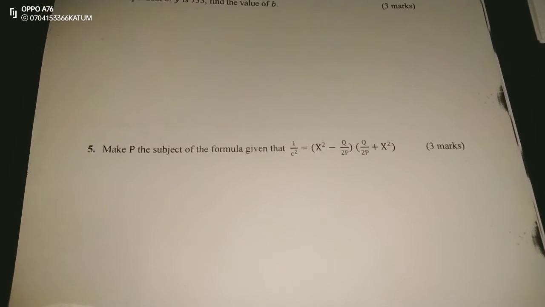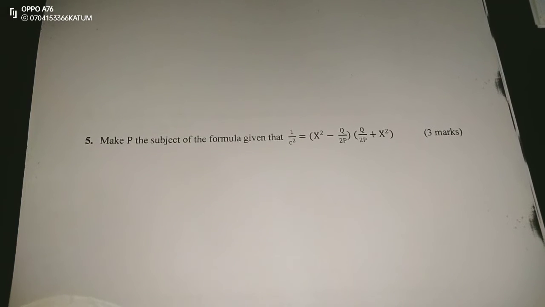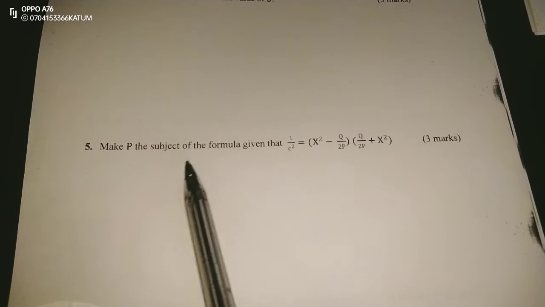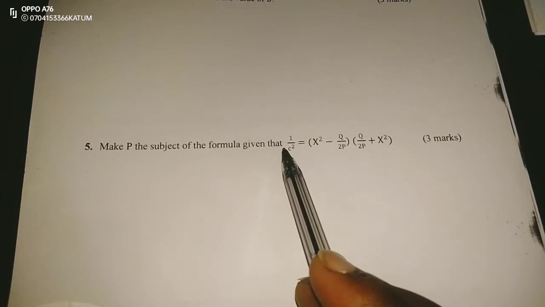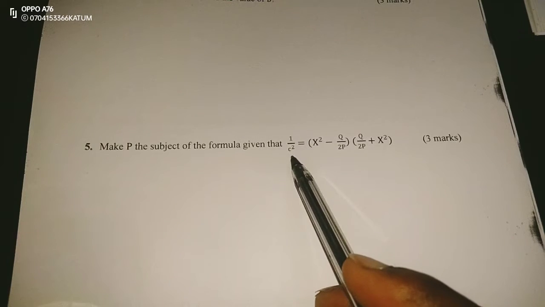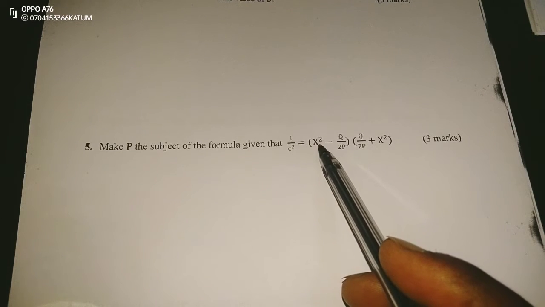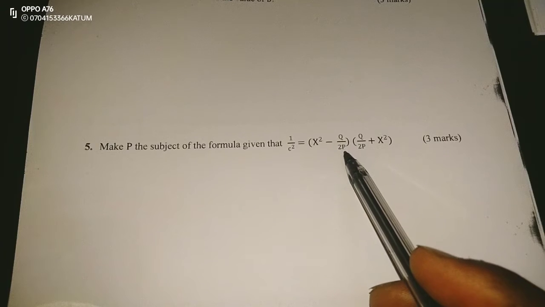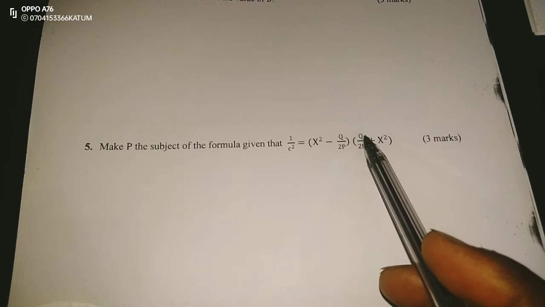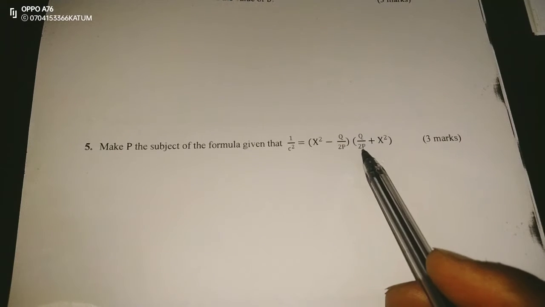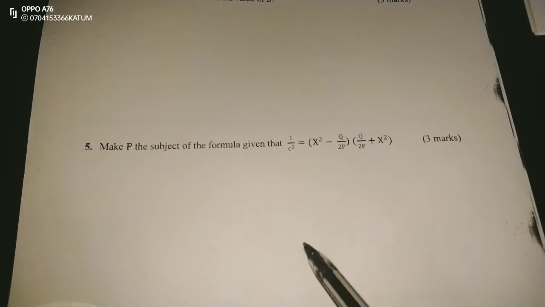We're going to discuss the subject of a formula. Make P the subject of the formula given that 1 out of c squared equals x squared minus q out of 2p, into brackets, q divided by 2p plus x squared.